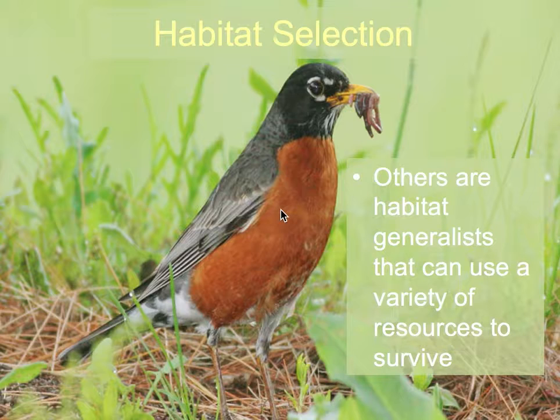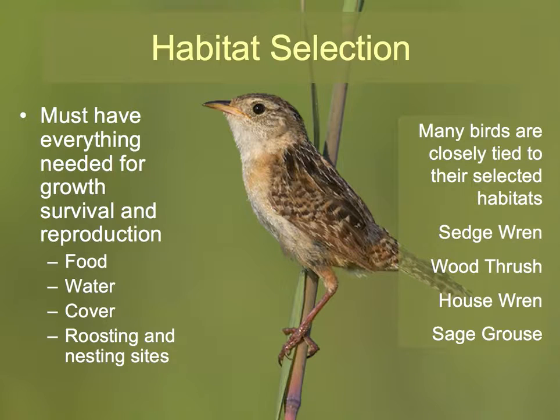Okay, and this is actually not the slide I want to be on. I want to be on the previous slide. There we go. So it must have everything that that animal would need for survival, which includes food, water, some kind of cover protection, and most likely roosting or nesting sites, a place where it's going to reproduce. It has to have those things.